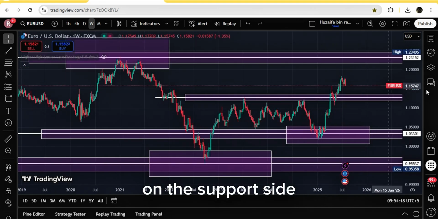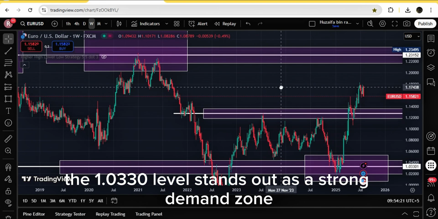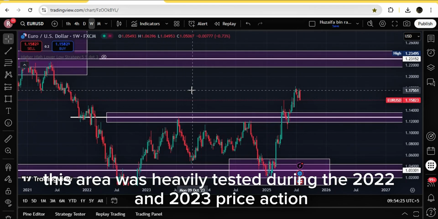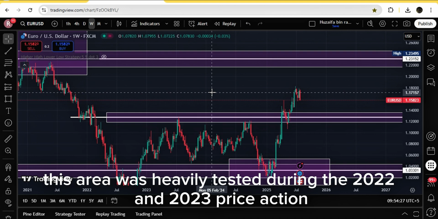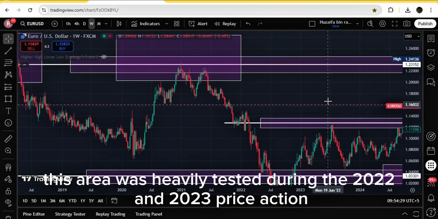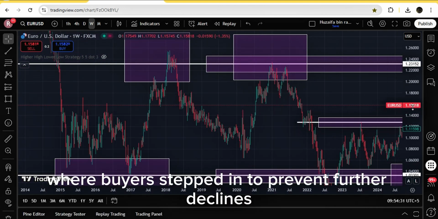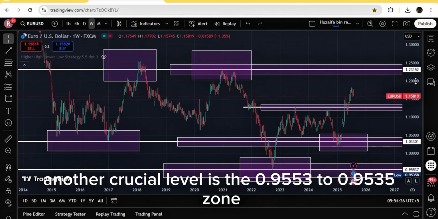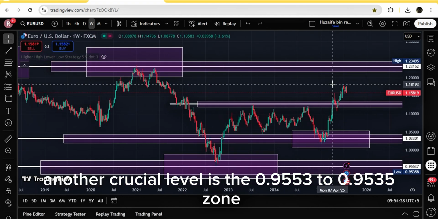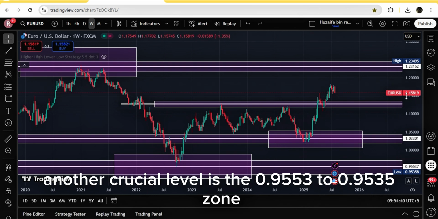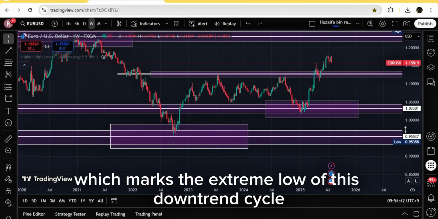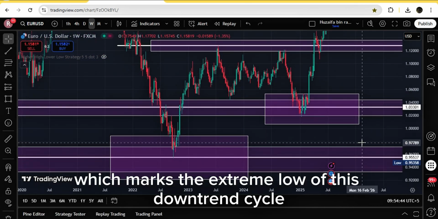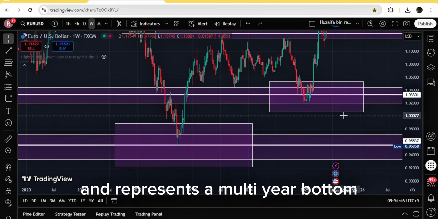On the support side, the 1.0330 level stands out as a strong demand zone. This area was heavily tested during the 2022 and 2023 price action, where buyers stepped in to prevent further declines. Another crucial level is the 0.9553 to 0.9535 zone, which marks the extreme low of this downtrend cycle and represents a multi-year bottom.